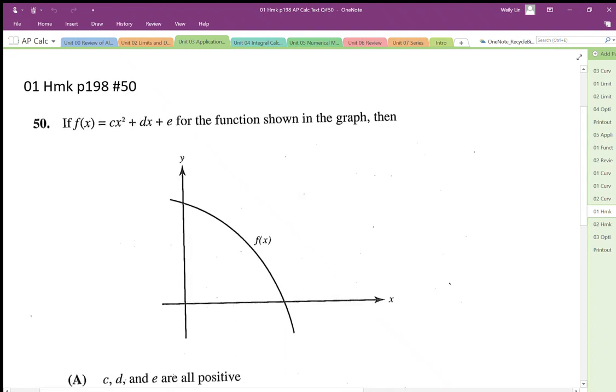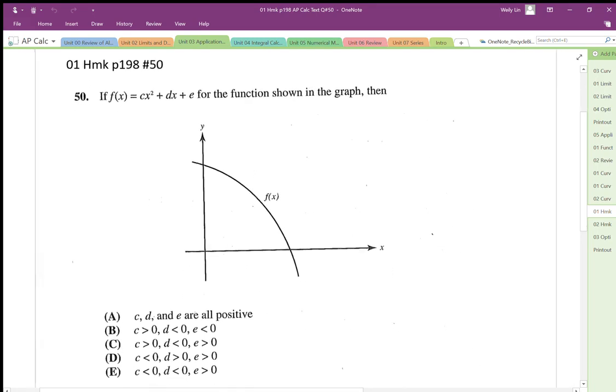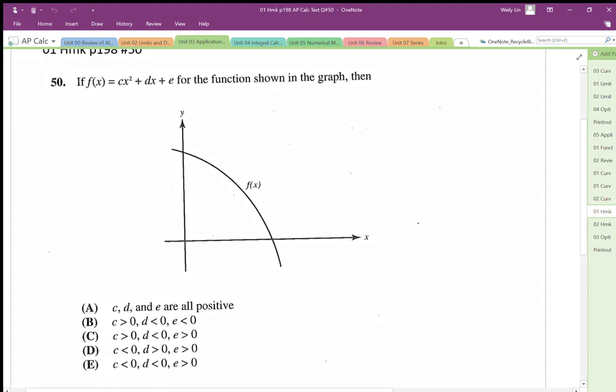The homework question on page 198, number 50. This is from the Barron's AP Calculus book. The question gives us a parabola, cx squared plus dx plus e, for this function drawn. And then they're asking us about the coefficients c, d, and e for this function.